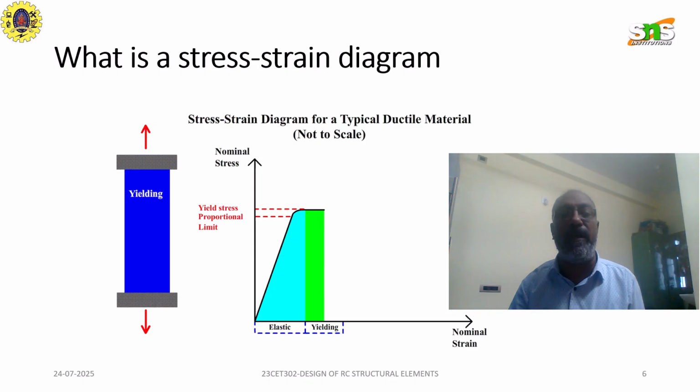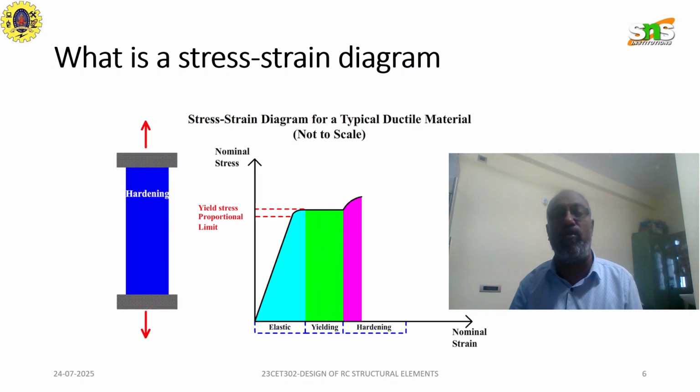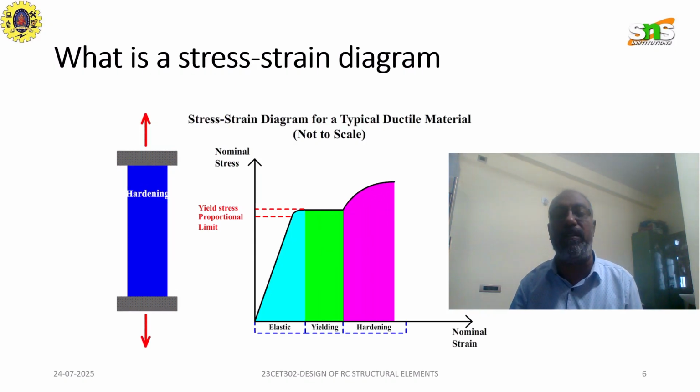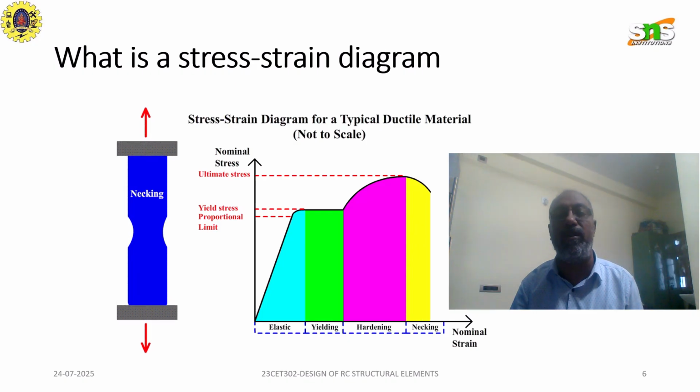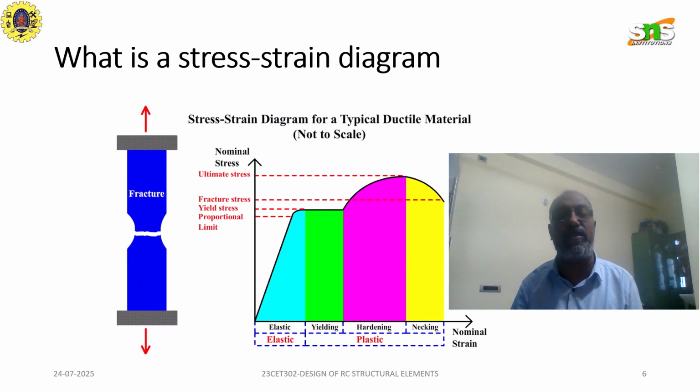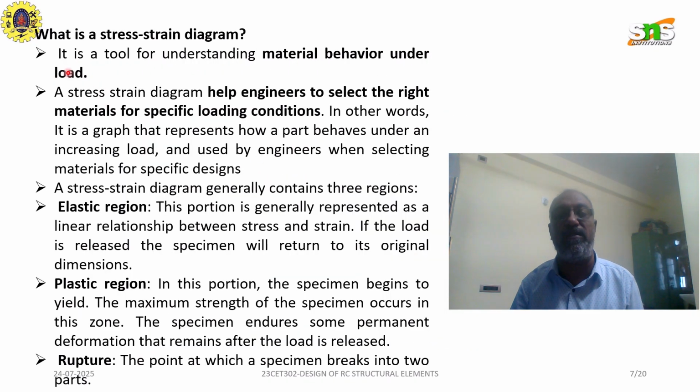What is the stress-strain curve? It is a tool to understand the material behavior under load. The stress-strain curve helps the engineer to select the right material for specific loading conditions. In the elastic region, the material responds up to the elastic limit and regains its original position. In the plastic region, the specimen begins yielding, reaches the fracture limit, and the maximum strength is reached.